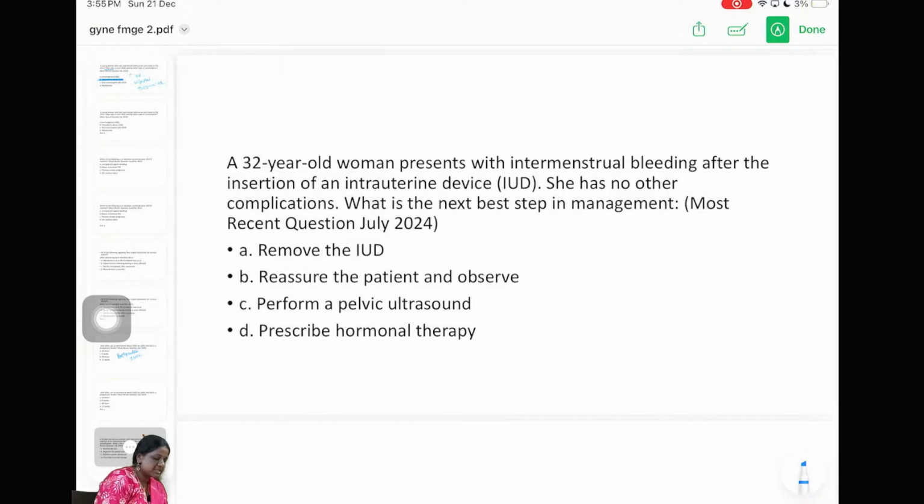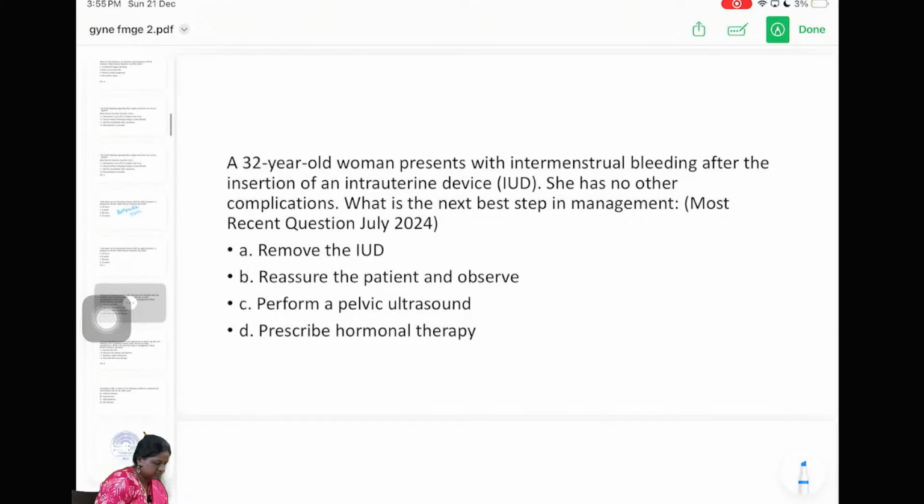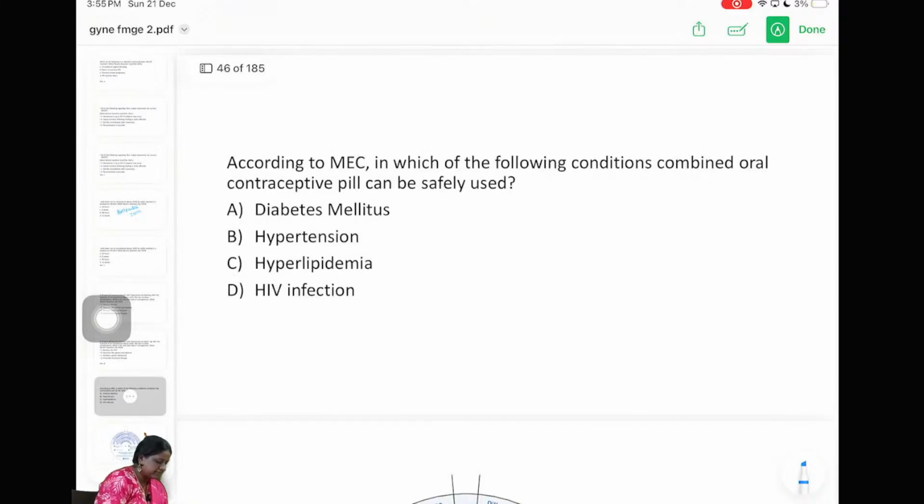A 32-year-old woman presents with intermenstrual bleeding after insertion of IUCD. What will you do? Very good. Reassure and observe. Because bleeding is the immediate complication that will come. Maybe it might settle.